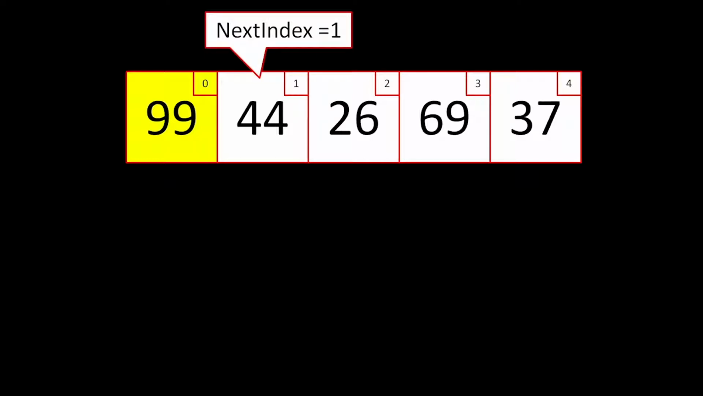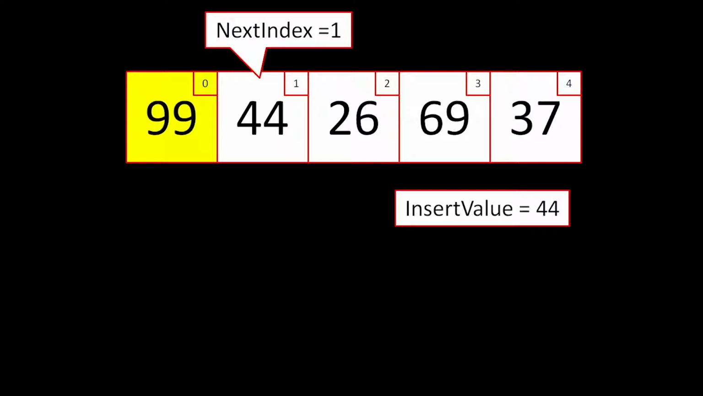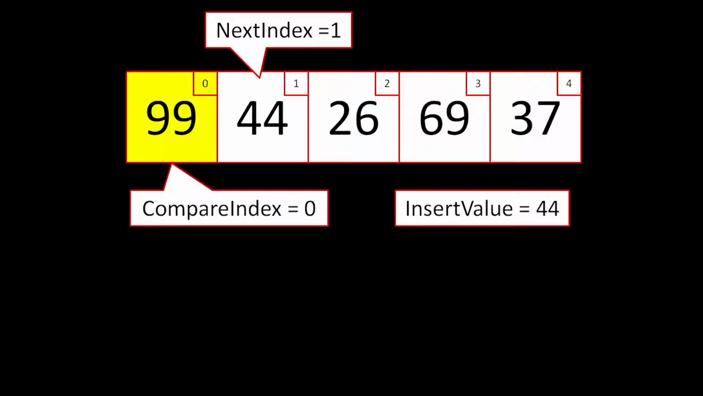We will move to the next element of the array and assign a variable next index equal to 1. Whatever the value is in the next index, we will assign to a variable named insert value. Notice insert value is equal to the element in next index. Next, we will create a variable called compare index and assign it the value which is 1 less than next index.